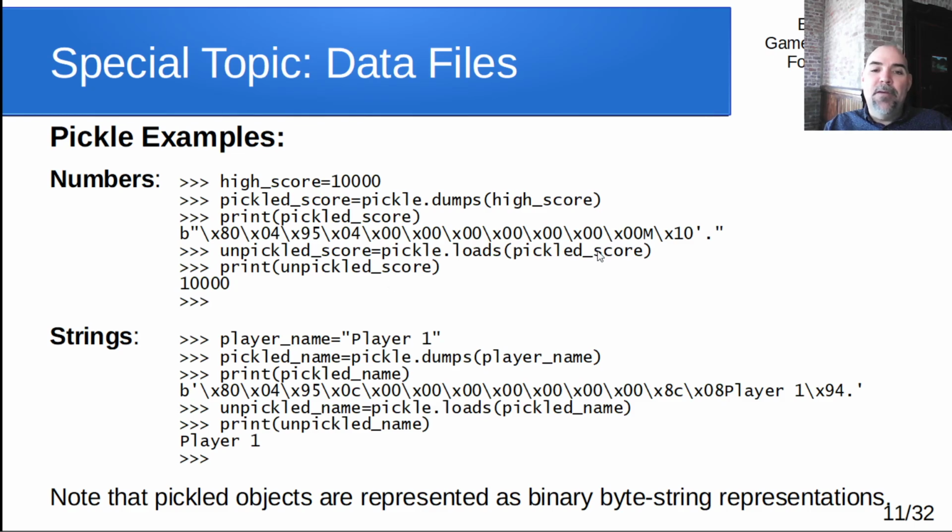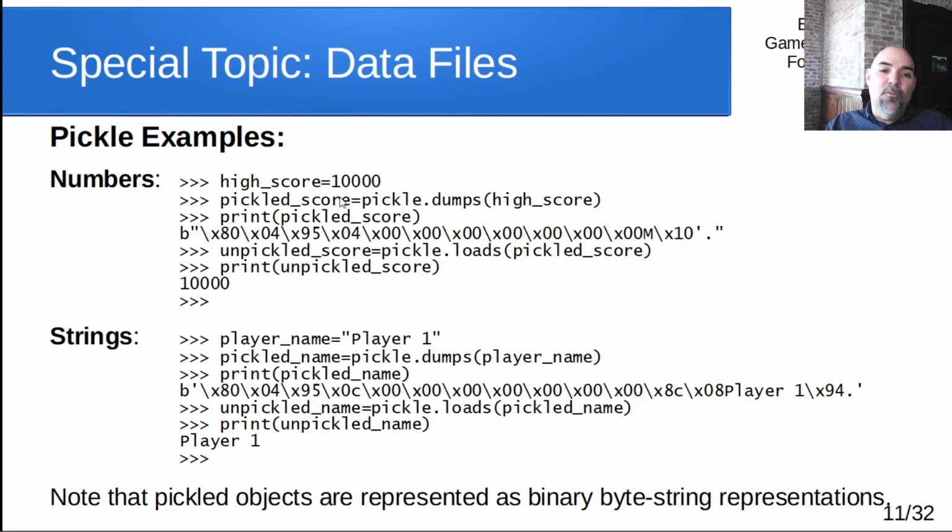Now if I unpickle that, if I take that same string and use loads on it, it gives us the unpickled score. If I print that, we're back to having the 10,000. So we took the 10,000, encoded it like this, decoded it back into this other variable, printed that variable, and we get 10,000. So we get the same object out that we put in. But in the interim, it got converted into this weird serialized format.